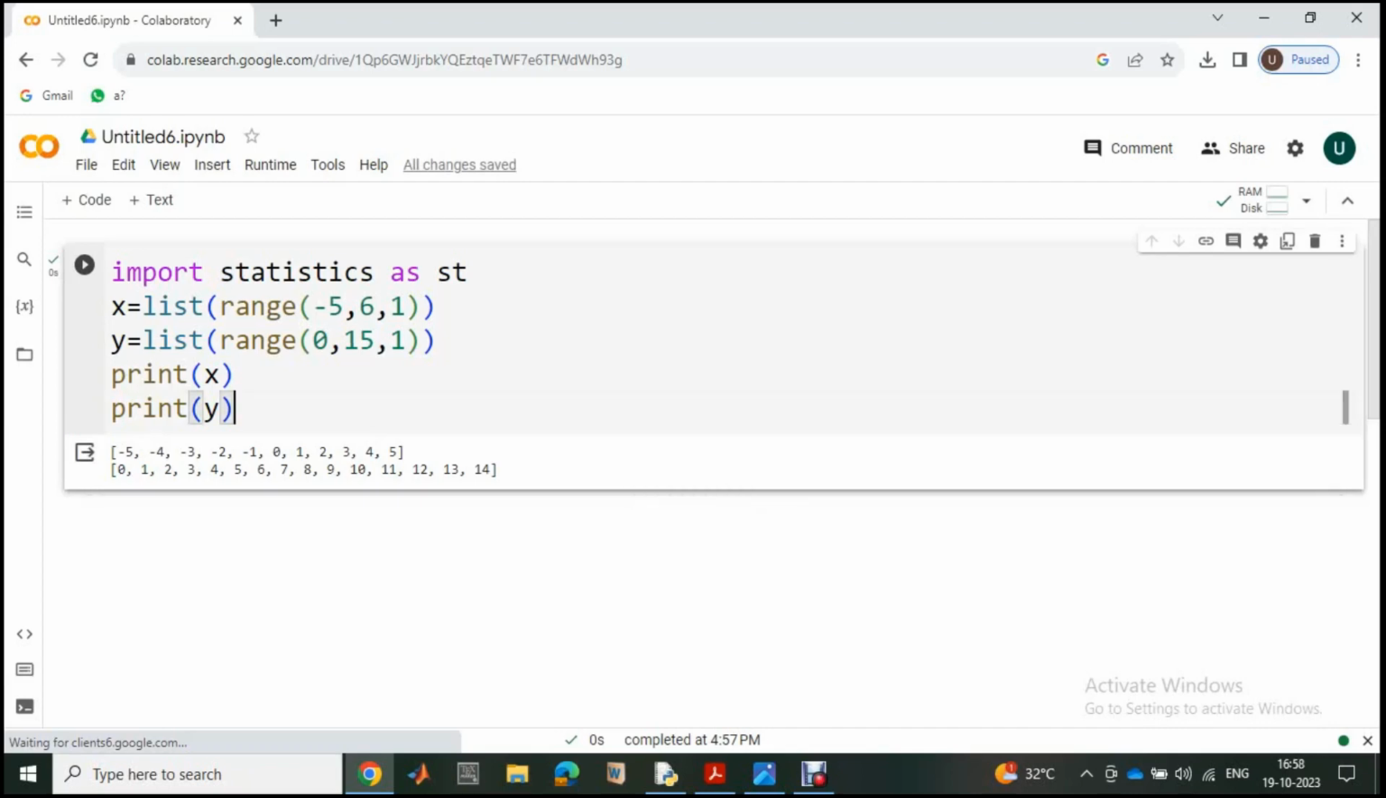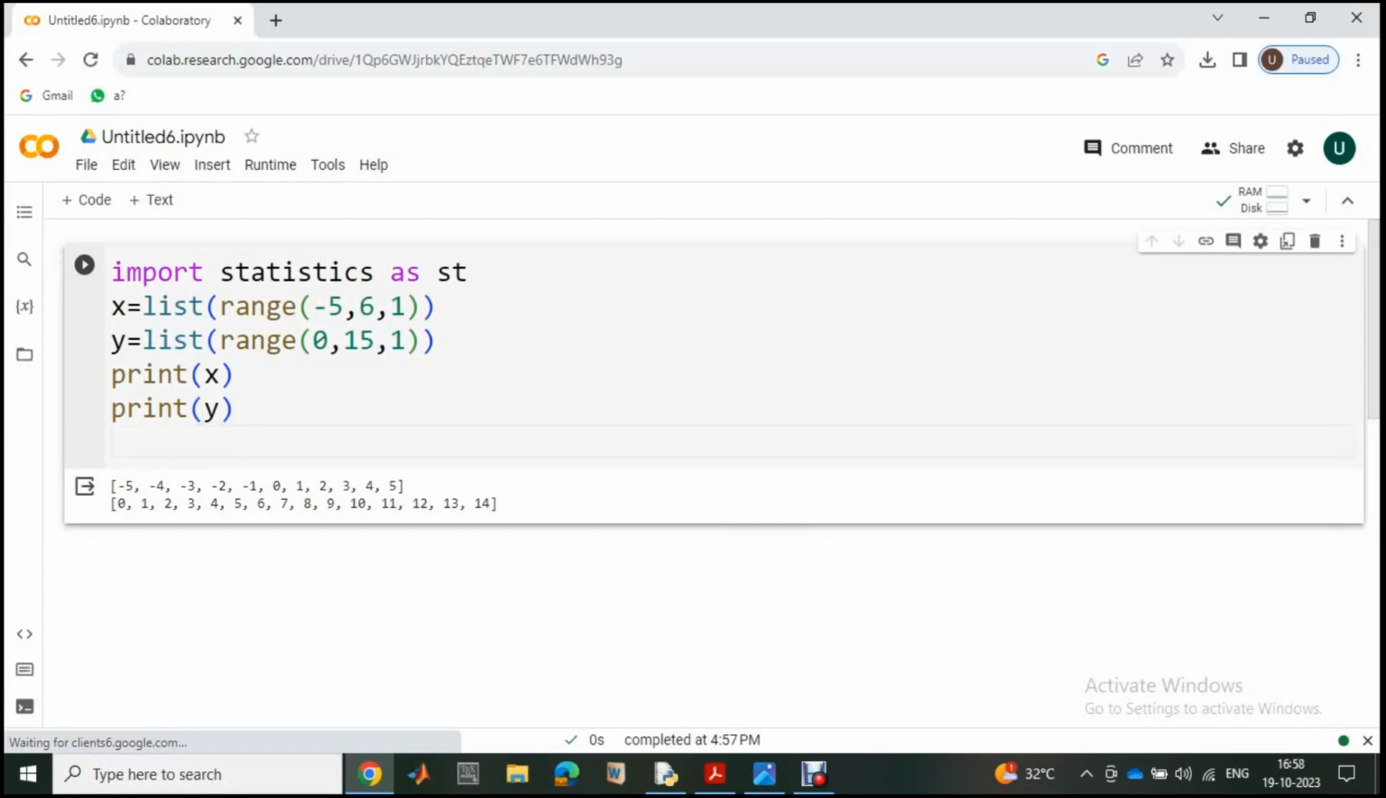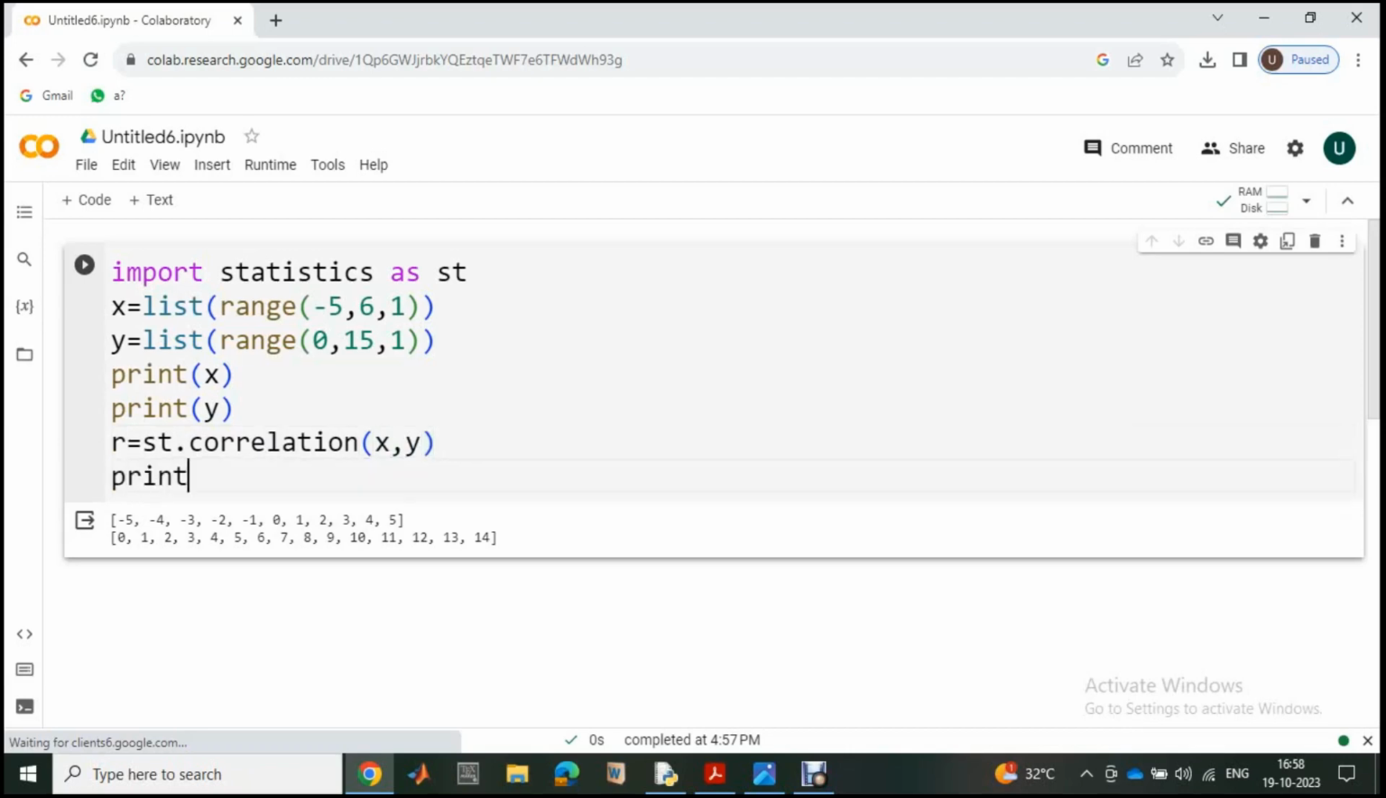Now let us try to find the correlation between those two. I will say r is the correlation coefficient, so r equals st dot correlation. This is the function that we need to use, correlation of x data and y data. That is how I want to see how they are correlated. Finally I want to print the value of r, so I'll write print r.